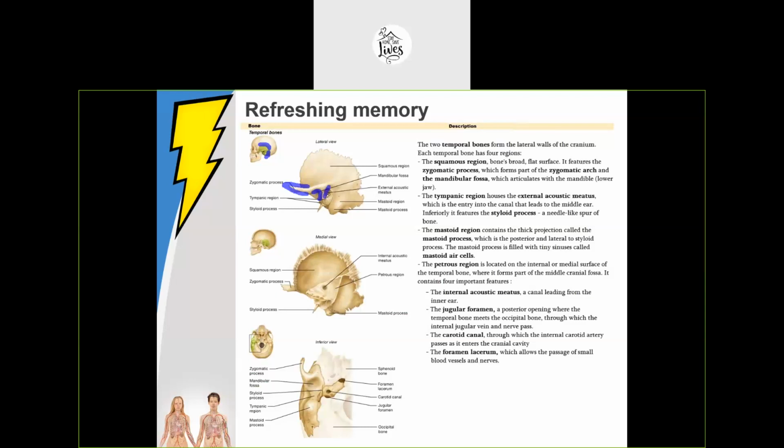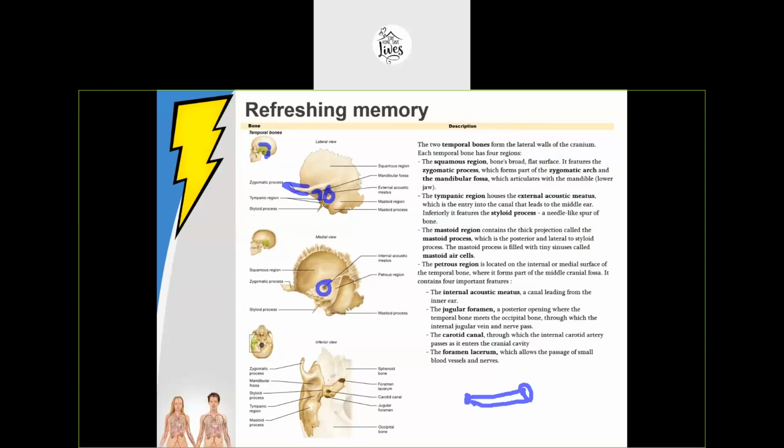We have the external acoustic meatus that is internally continued as an internal acoustic meatus, and actually in between we find the acoustic canal. So just to imagine, this is the internal acoustic meatus, this is the external acoustic meatus, which is larger, and in between we have the canal. So this will be the canal passing through the temporal bone.